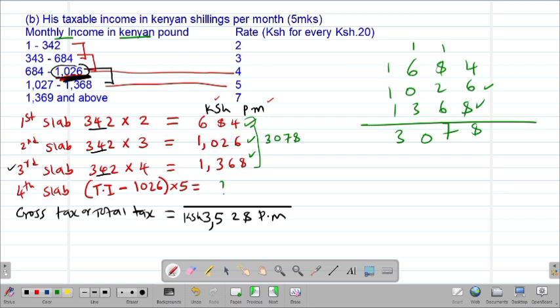So to get the remaining amount here, we are supposed to subtract the 3078 from the gross tax.